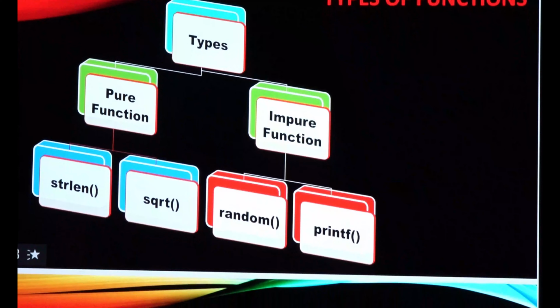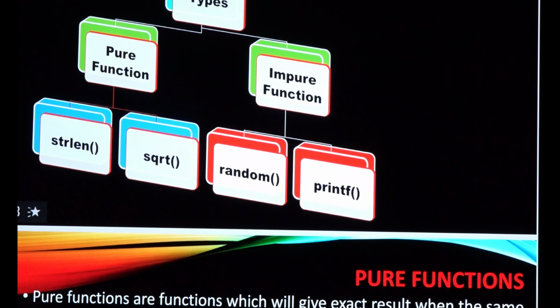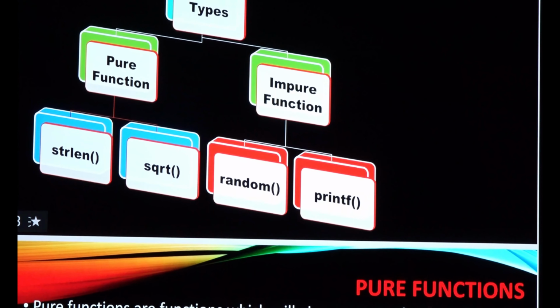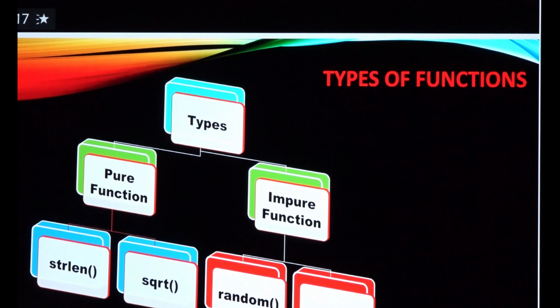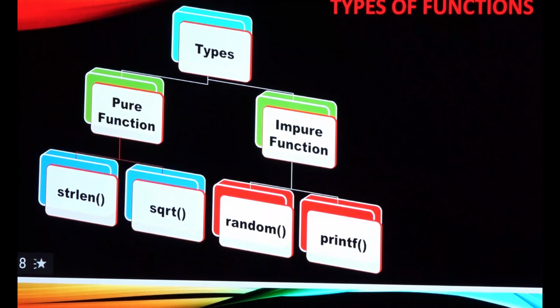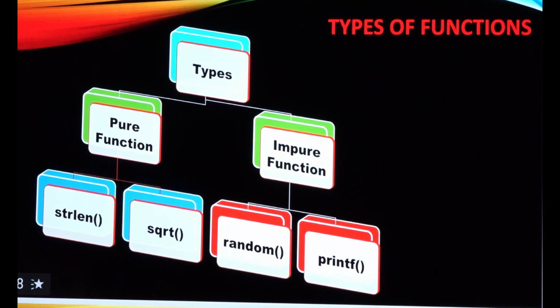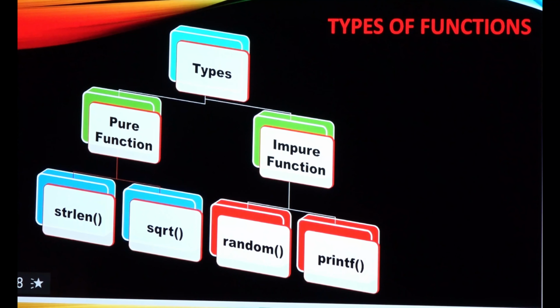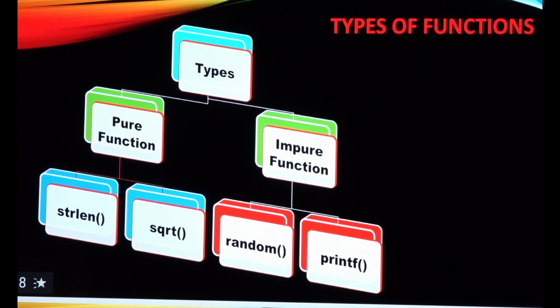Now, the next important topic is types of functions. It's an important question also. What are the types of functions? Functions are classified into 2 types: one is pure function and the other is impure function. Examples of pure functions: string length and square root, sqrt. Impure functions: random and printf.